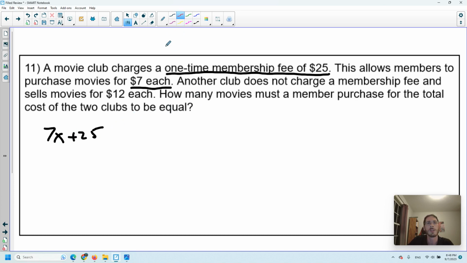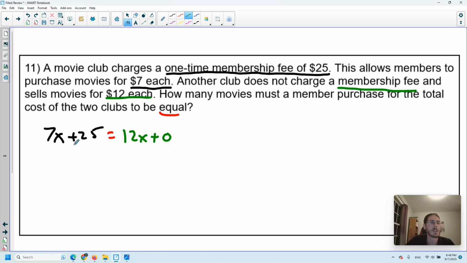Since we want these two things to be equal, I'm just going to set them equal right away instead of doing y equals 7x plus 25 and y equals the next equation. But you could. Then you could do substitution, elimination, or graph it, whatever you want. For the other one, there's no membership fee, and we sell movies for $12 each. This is going to be 12x plus 0 membership fee. I don't need to write the 0, but I'm making it consistent with the first part.